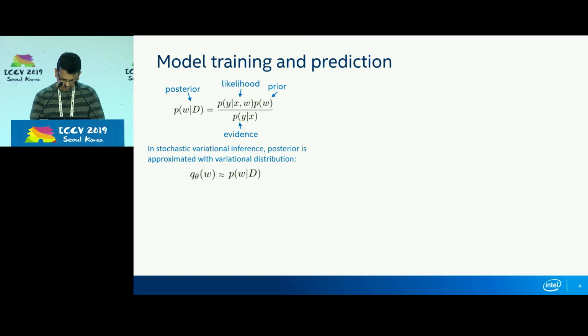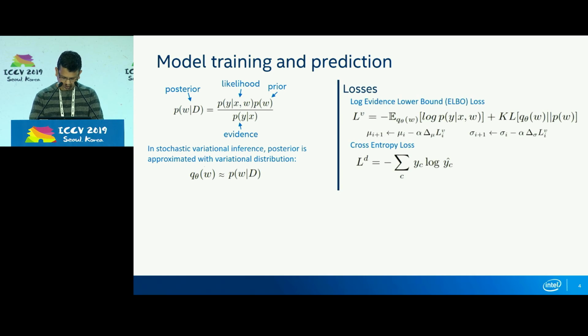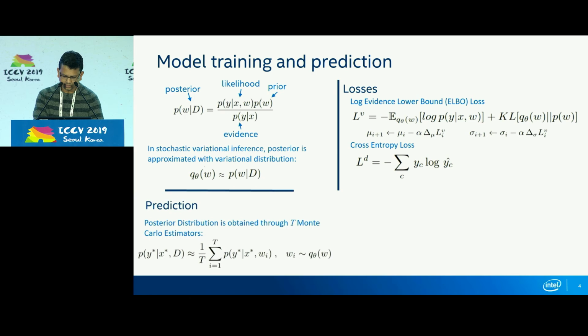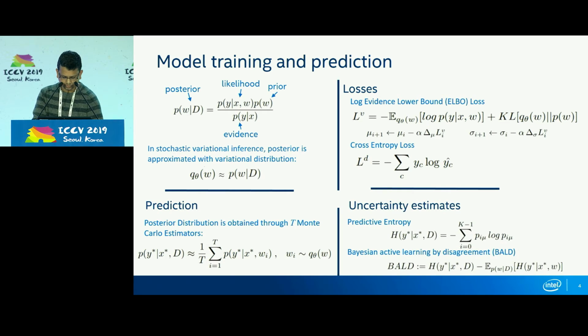In mean field variational inference, every parameter is modeled by an independent Gaussian distribution with mu and variance sigma squared. We use two losses. For variational layers, we train using a combination of ELBO and cross entropy loss, and deterministic layers are trained using cross entropy loss only. During the prediction phase, the distribution is obtained by Monte Carlo estimators by sampling the weights from the posterior distribution. So we evaluate two uncertainty estimates, predictive entropy and BALD.